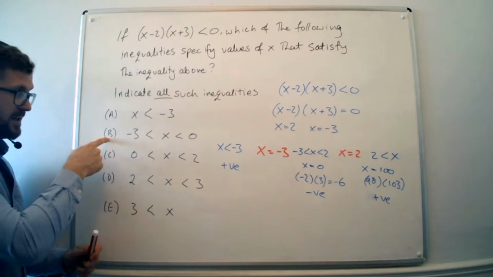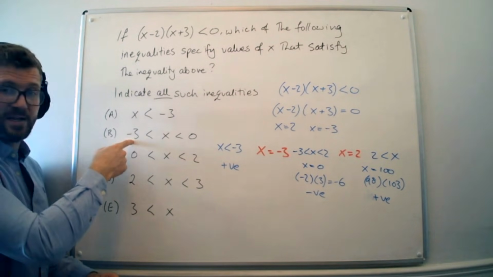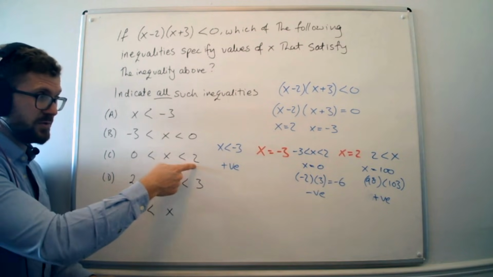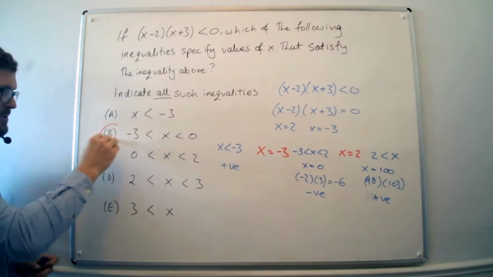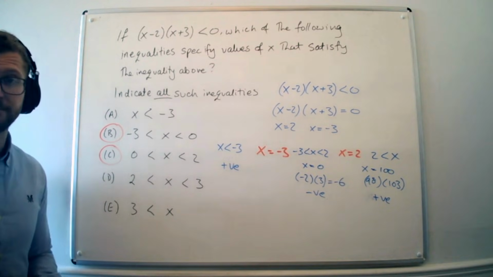So looking over here, answer choice B will give me between -3 and 0, and C will be between 0 and 2. Those are both the range that I'm looking for. So my answers to this question are going to be B and C.